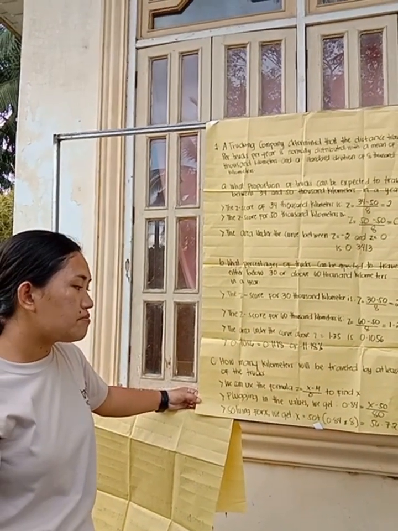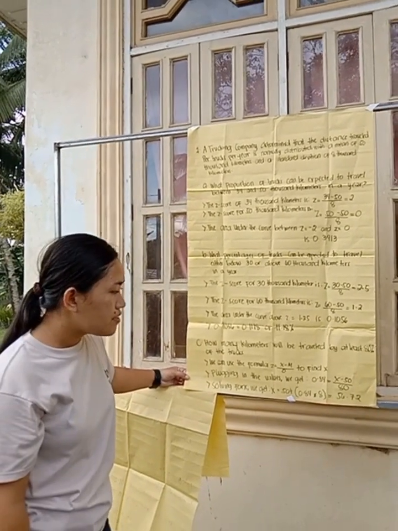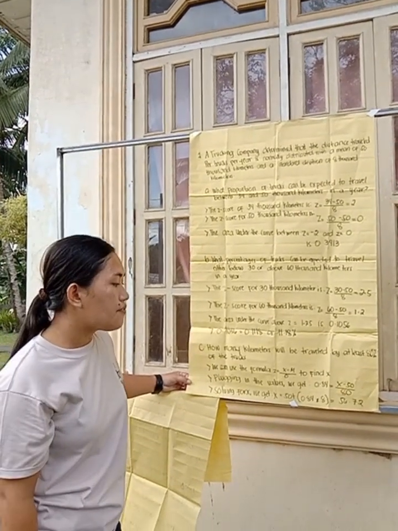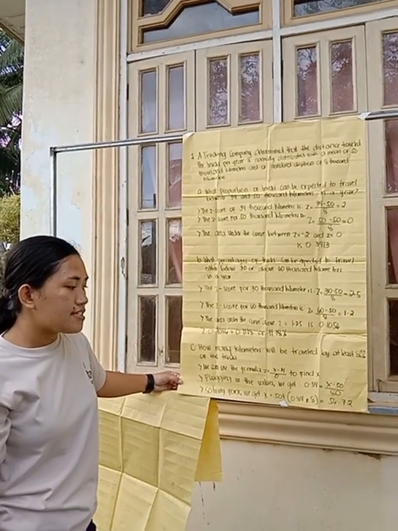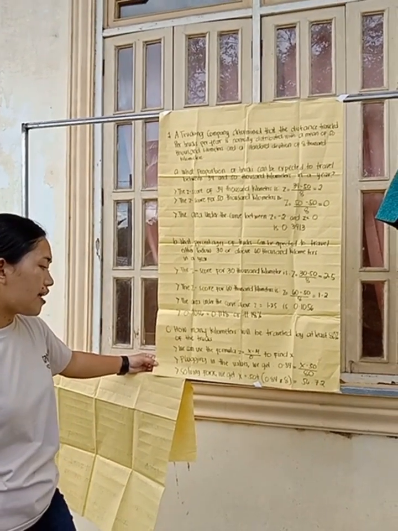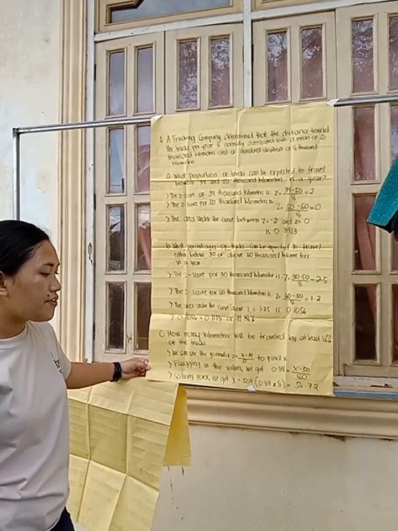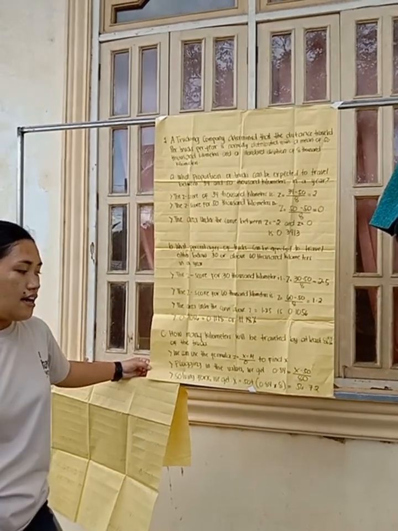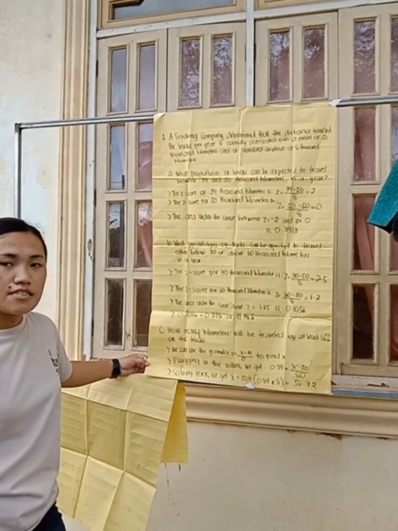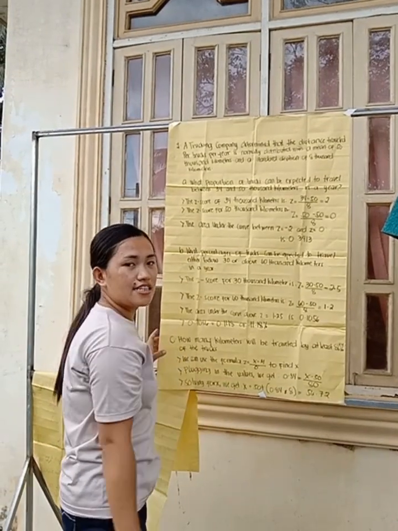So letter C is how many kilometers will be traveled by at least 80% of the trucks. So we can use the formula Z equals X minus mu over sigma to find X. So plugging in the values, we get 0.84 equals X minus 50 divided by 8. So solving for X, we get X equals 50 plus 0.84 times 8, which is 56.72. So this is the answer.